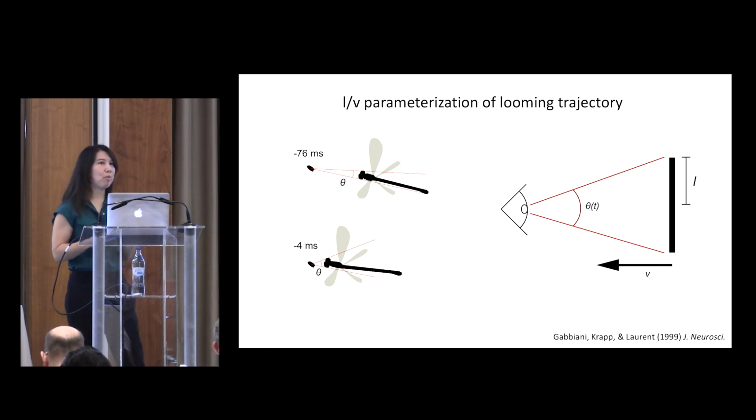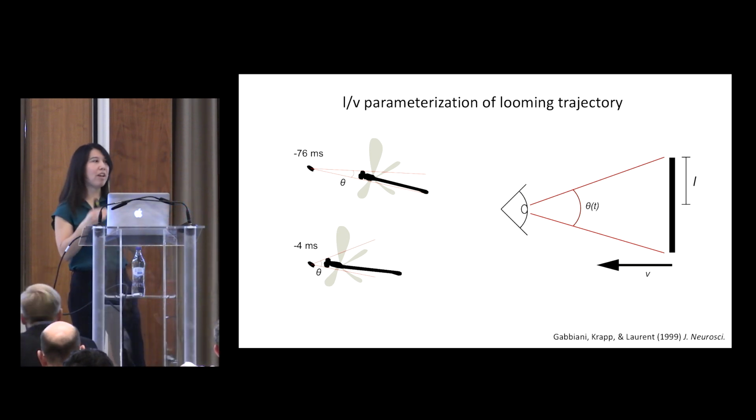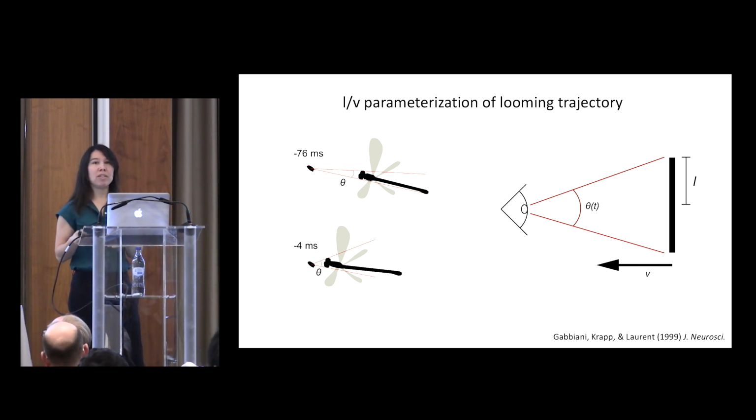And the reason that this parameterization is useful is because a large damselfly attacking quickly would basically create the same profile in the fly's eye as a slow damselfly, or a small damselfly approaching slowly. They would have the same L over V ratio. I mention this because throughout the talk, you will see L over V on the x-axis, and you can think of it as a proxy for speed. For a given size of damselfly, since the velocity is on the bottom of the ratio, lower L over V ratios indicate faster attacks.